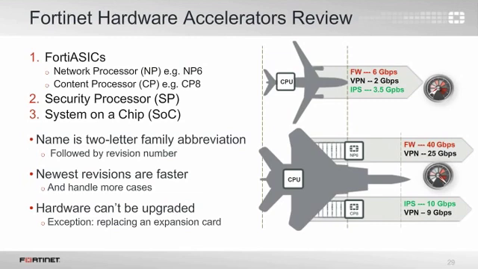The graphic on this slide shows the difference in performance between an older FortiGate that uses CPU-only gear and a newer, faster FortiGate with hardware acceleration. ASICs are wired into the circuit board, and therefore you cannot upgrade them.